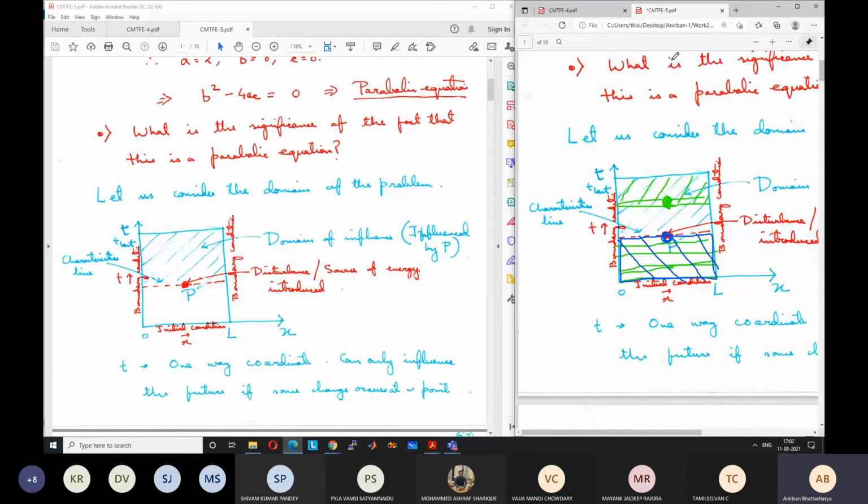But from our experience, we know that time is a one-way coordinate, and the variation can only occur in one direction. So something can only influence the future, and cannot influence the past. So for that type of problem, the domain of influence is given like this, and the domain of dependence is given like this. It is not always so. I don't know whether I have another example, maybe in the next class.